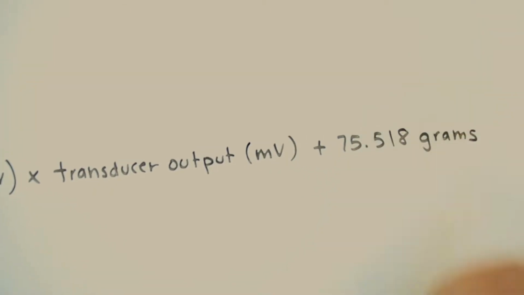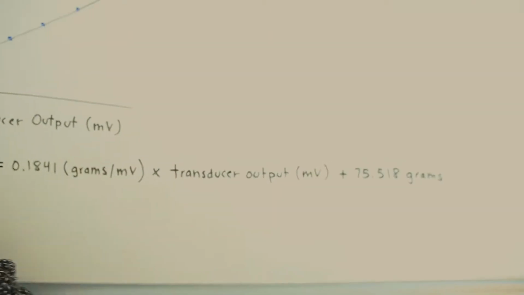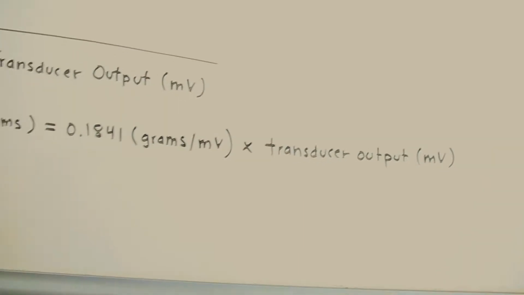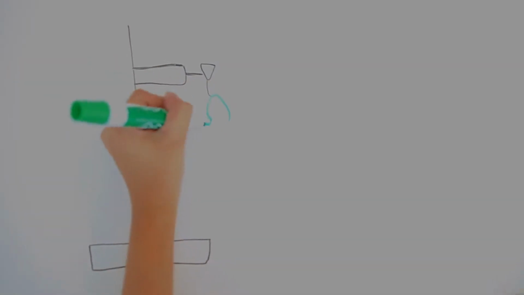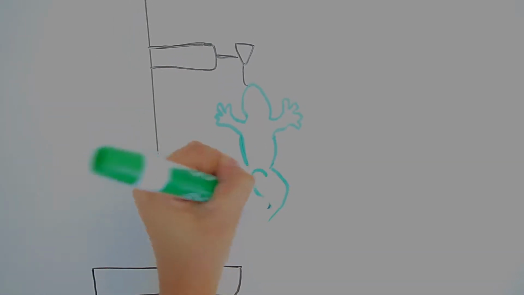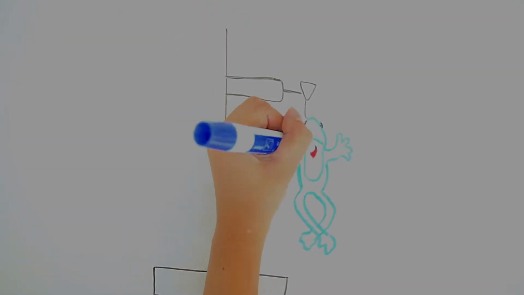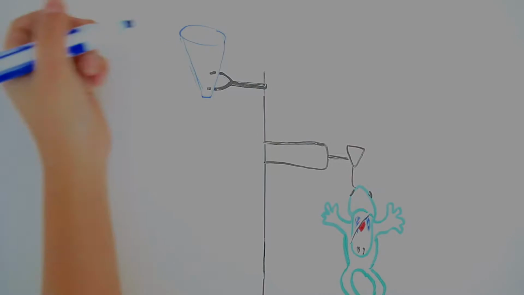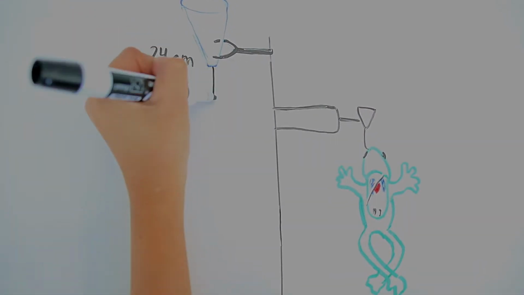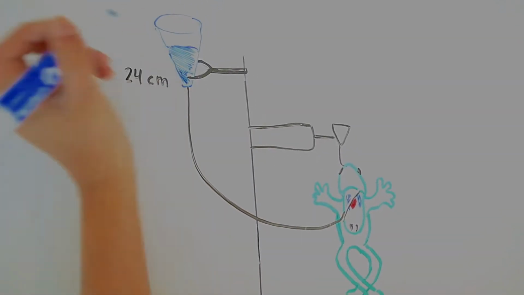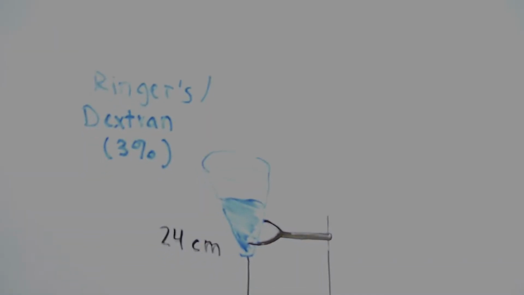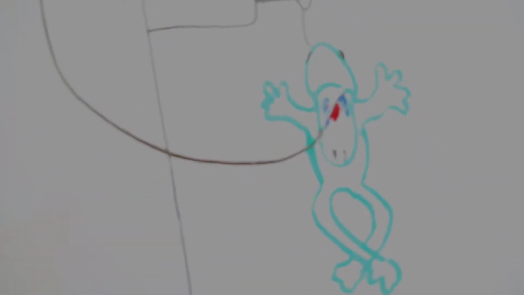The y-intercept value was removed from the calibration equation because the offset knob was adjusted in the beginning of the lab. The frog was then hung from the transducer from its lower jaw. The ventricle was cut to allow outflow so that the drip rate could be calculated. The funnel filled with Ringer's dextran solution was placed at a position 24 cm above the level of the frog's heart, and the solution was allowed to perfuse the frog.